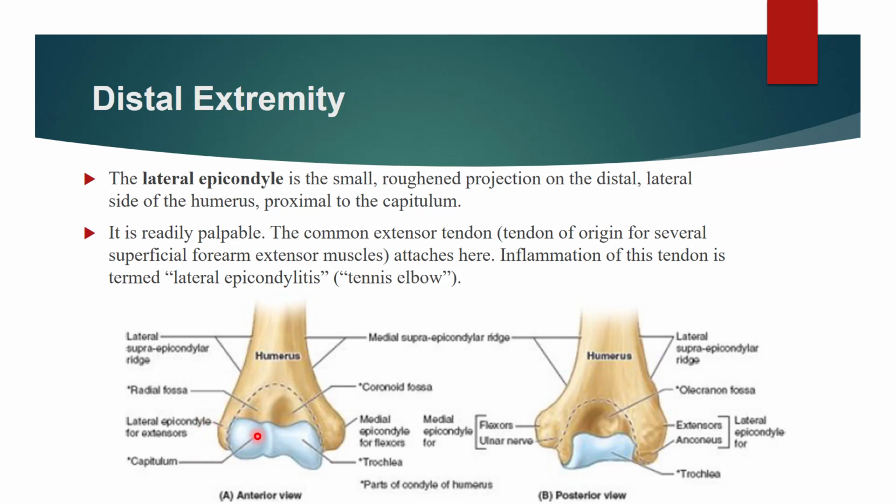See here, again you will understand this thing. It is a radially palpable condyle or epicondyle. Here is the common extensor origin, or origin of all the common forearm extensor muscles, which are attached here. Sometimes there is inflammation of this tendon and it is named lateral epicondylitis or tennis elbow.